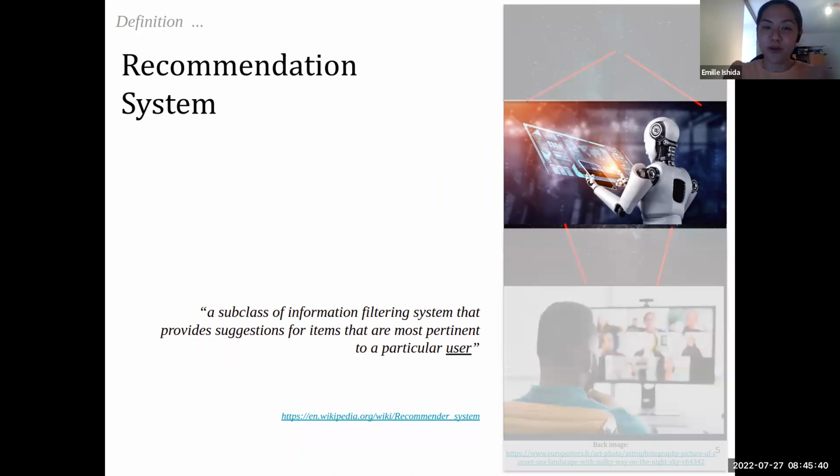Just to give you an idea, Wikipedia says a recommendation system is a subclass of information filtering system that provides suggestions for items that are most pertinent to a particular user. So the entire definition and concept of a recommendation system means that you can take your code or your system and personalize it for the need of each individual user. And my goal in this talk is to convince you that this is the only thing we can do in the long run, and how we can do that.